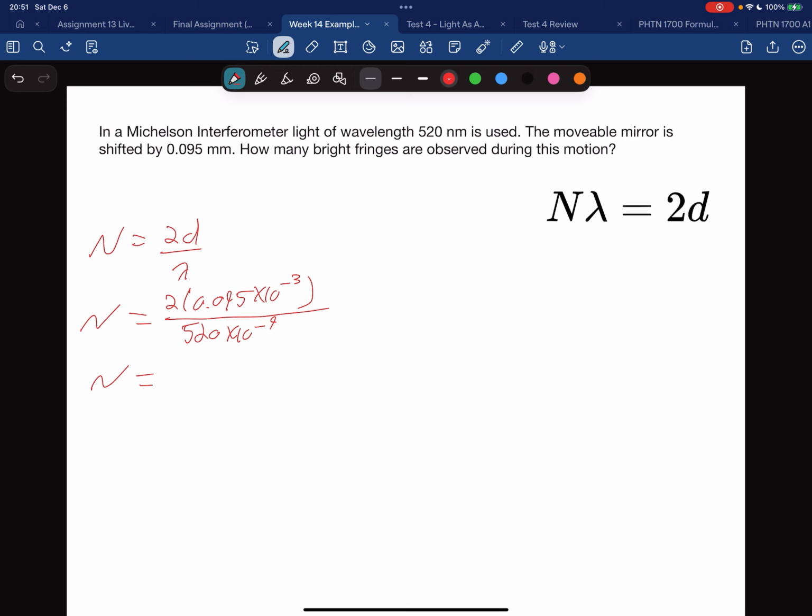And I get 365.4. So we get 365 and a little bit of a fringe. So that was the Michelson interferometer question there.